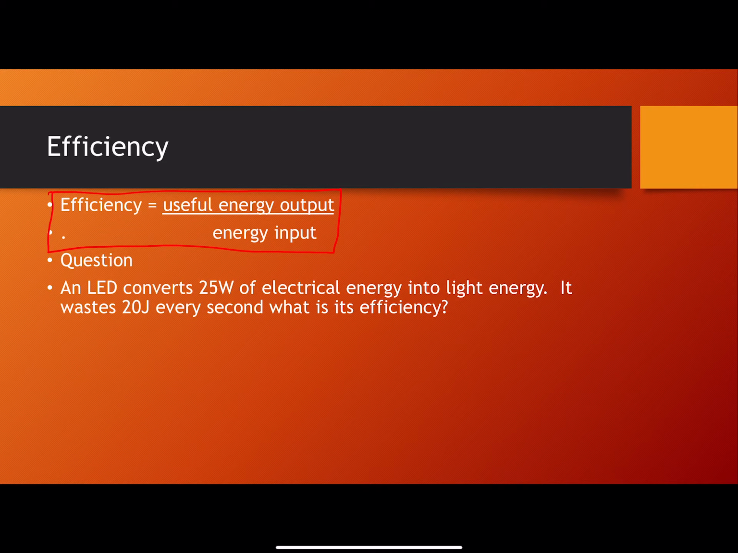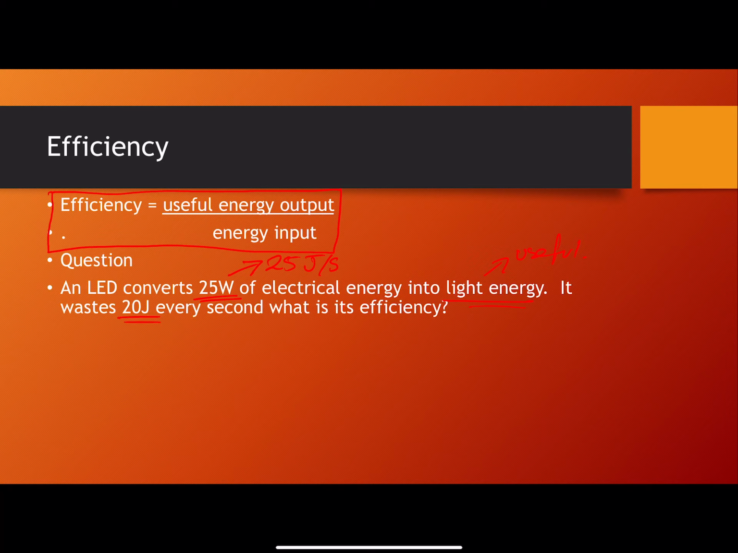Okay, so going over the answer then. First of all, we need to work out what this means. 25 watts is 25 joules every second. It converts it into light energy. The useful energy would be light. It's always worth trying to work out what the machine's supposed to do. So if it was a car, the useful energy would be kinetic energy to move you from one place to another. It wastes 20 joules every second.